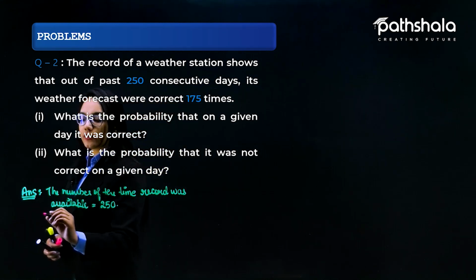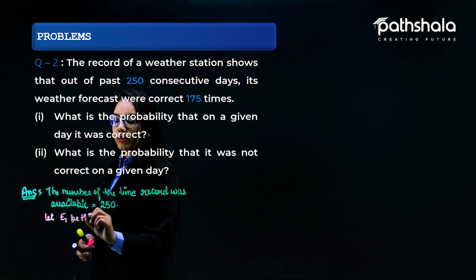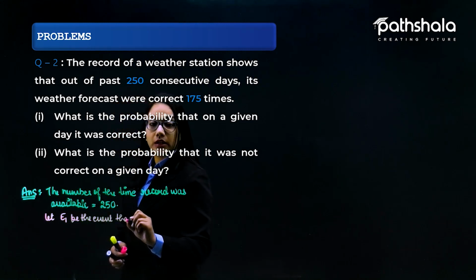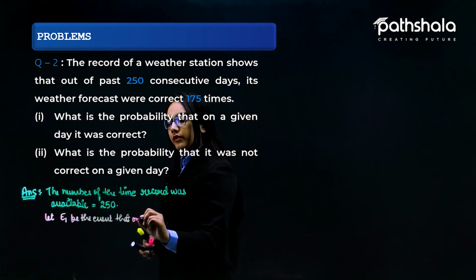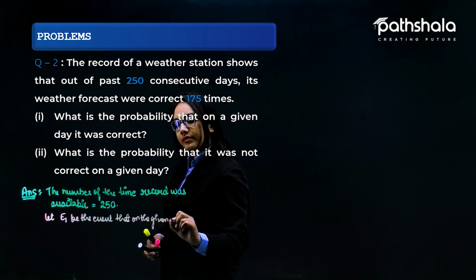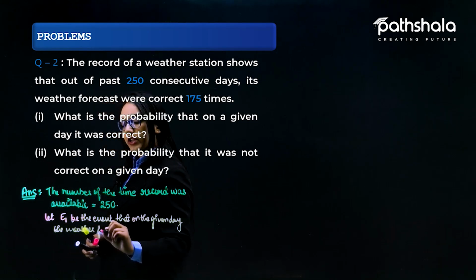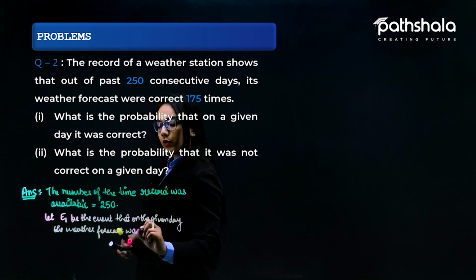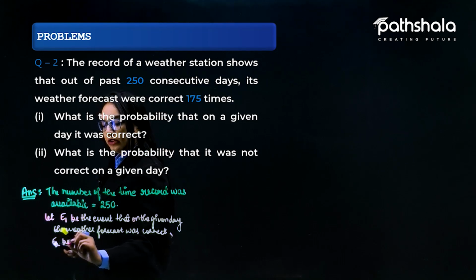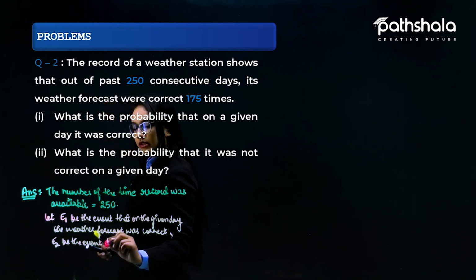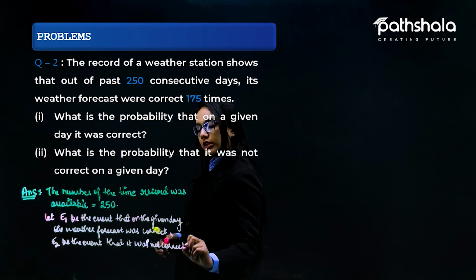So first of all, let E1 be the event that on the given day the weather forecast was correct, and let E2 be the event that it was not correct at all.